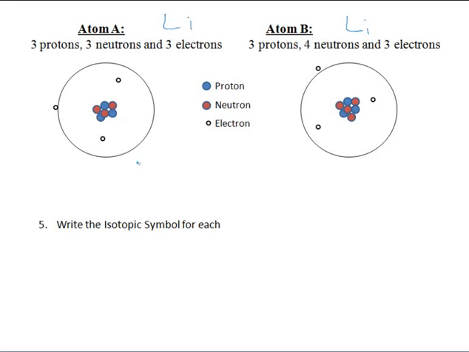So the symbol I can write 2 ways. I can write lithium, and down here I would put the atomic number, and up here I'd put the mass number. So that'd be the atomic number at the bottom, and that would be the mass number at the top, right? And this would be lithium also. It's always going to be 3 for lithium, and then it would be 7, because that's the mass number with the 4 neutrons. The other way I can write this, and probably more commonly written, is lithium-6. The 3 is assumed because it's lithium. All I need to show is the mass number. So this would be lithium-7.